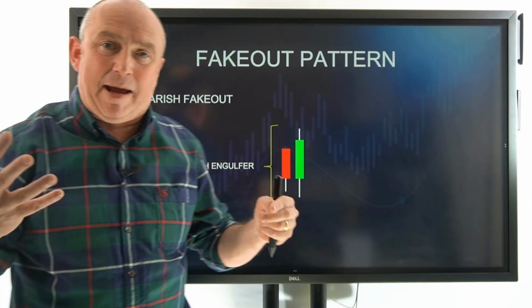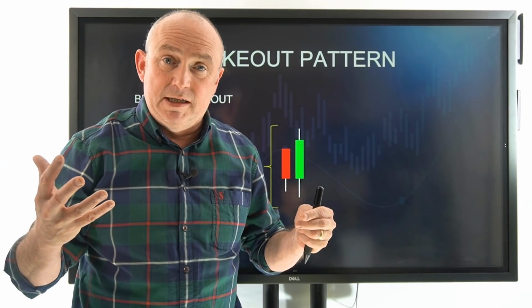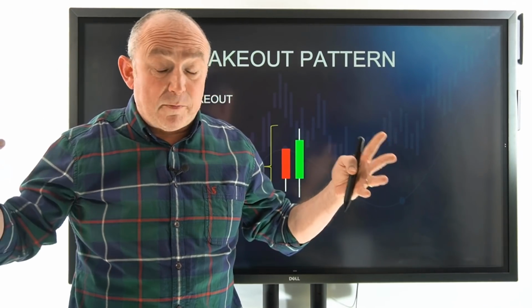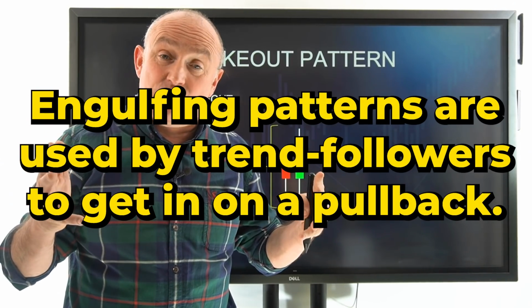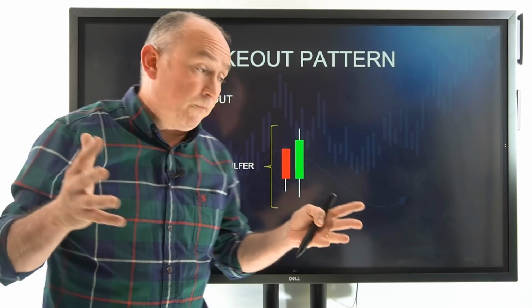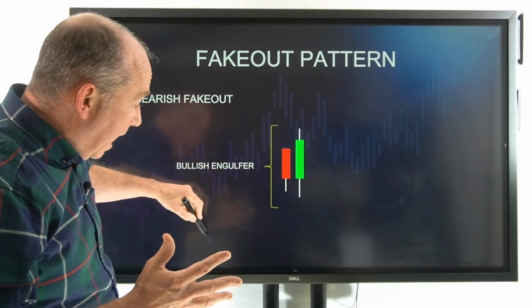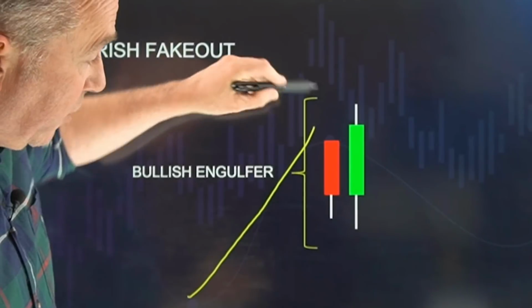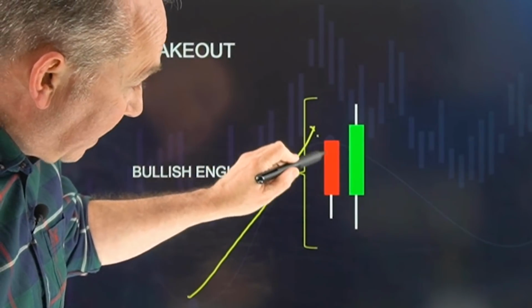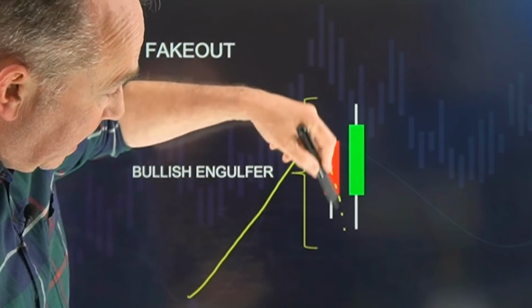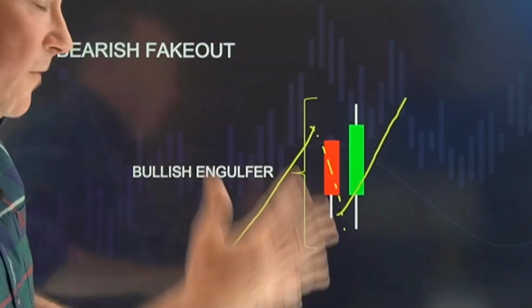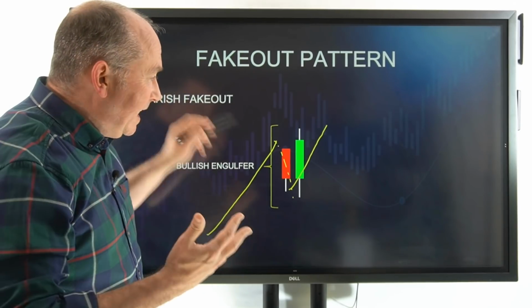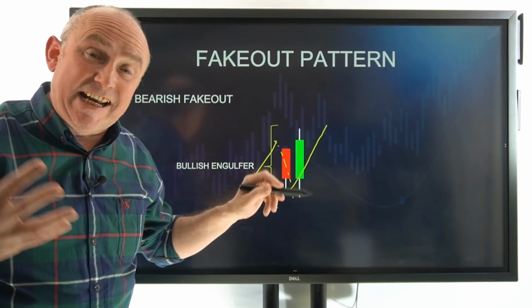Now we've discussed a lot about bullish engulfers in the past. Bullish engulfing patterns, bearish engulfing patterns, these are used by trend followers to get into a trend on a pullback. So for example here you may see an uptrend, okay, and then you have this red candle, that's a bit of a pullback coming in, and then the last candle fully engulfs. That confirms that the trend wants to continue. So trend followers will typically be using the engulfing patterns to get into a trend.